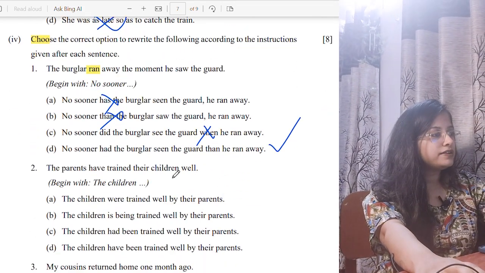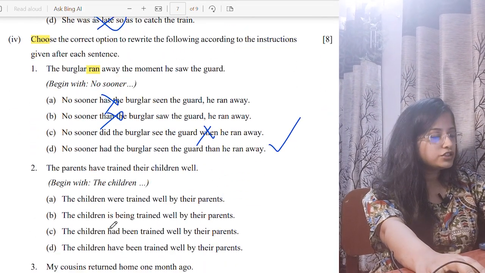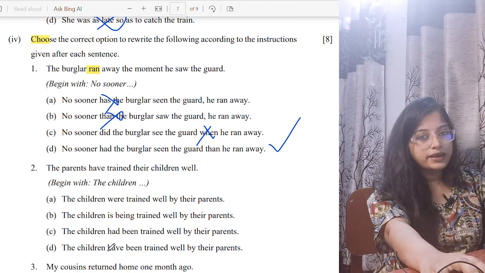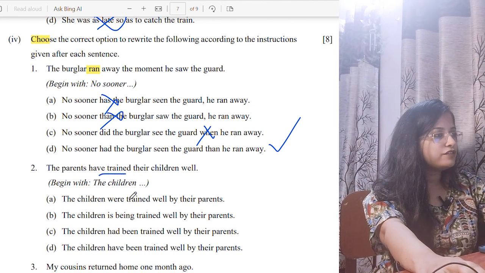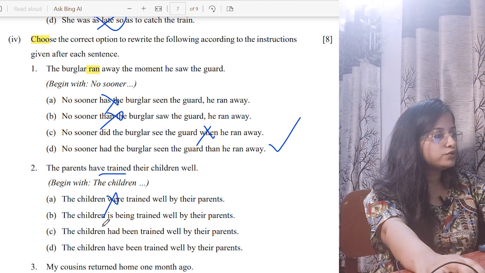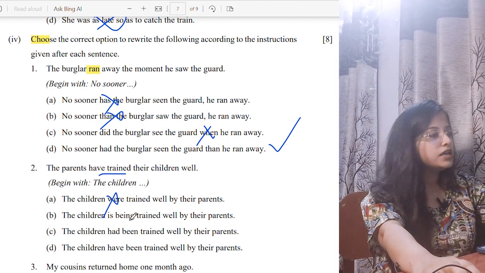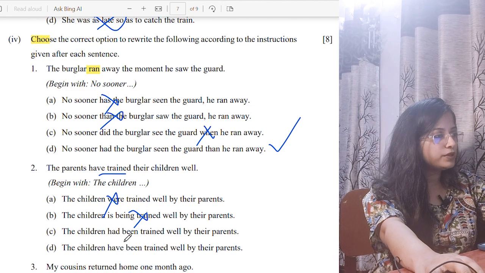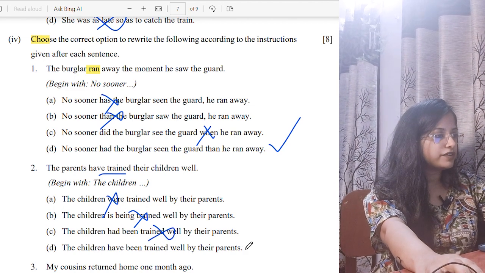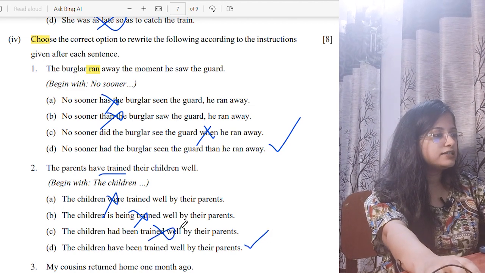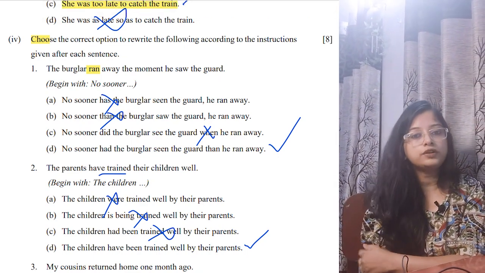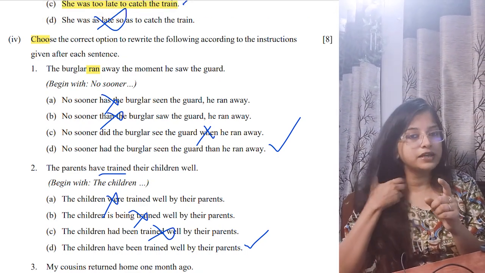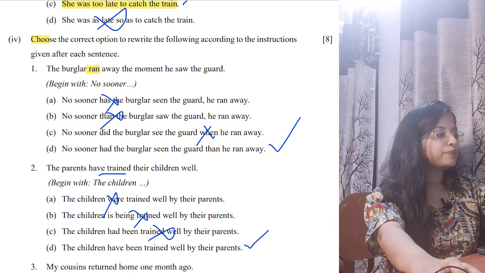Next, number 2. The parents have trained their children well. This is active to passive, voice change. The children, see, have trained. With have trained, we cannot use were because this is present perfect. Is is present simple. Had been, this is past perfect. So have been trained is the correct answer. Because in active passive, whatever the tense form, we will have to keep it unchanged. We cannot change anything.